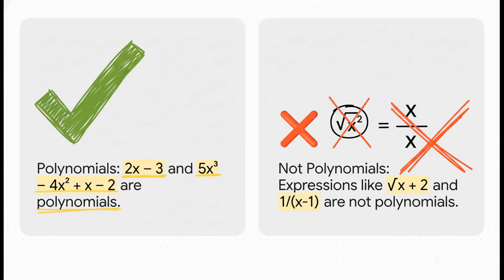Square root of x? Nope, that's really x to the power of 1/2. That's a fractional power, so you're not getting in. And what about 1 over x minus 1? That's division by a variable. That's a big no-no. Sorry, you're not on the list either.